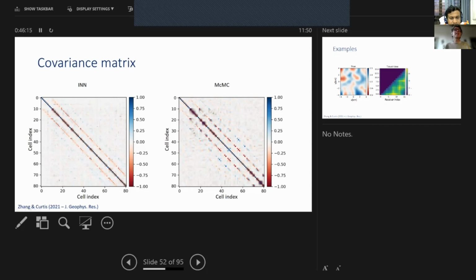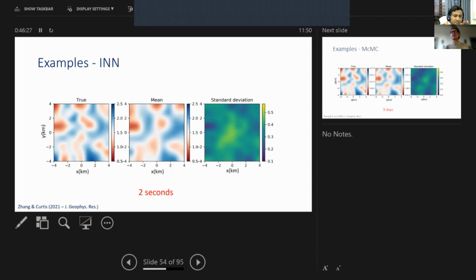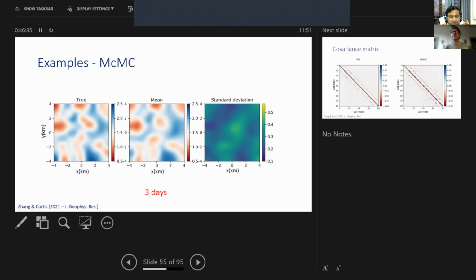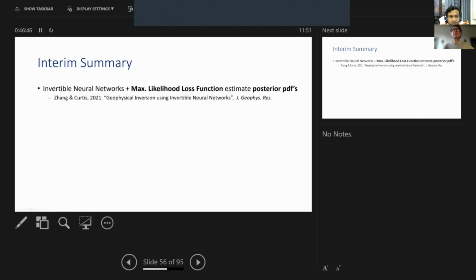And we can look again at a more complex structure. If this was the true structure on the left, then the travel times would be given by that matrix. If we pass those travel times through the network, we find this output for the mean and for the standard deviation over here. And the mean, as you can see, gives a fairly good representation of the model now. And for Monte Carlo, we get something that looks reasonably similar on the mean side here, but it takes longer. And again, similar matrices.